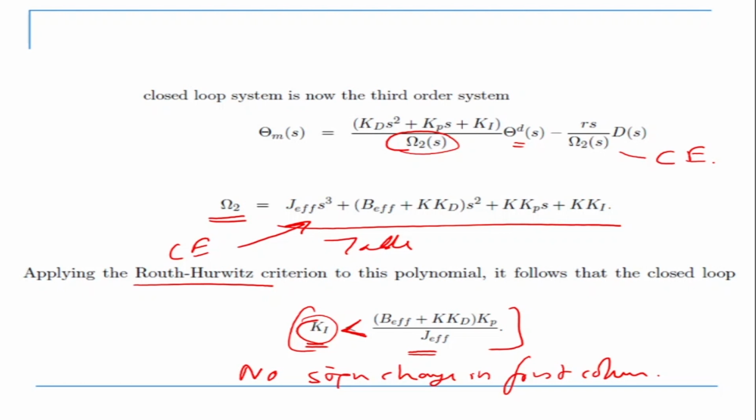So this means that PID control is good in the sense that it has less error, but there is a possibility that it will become unstable if you don't satisfy this condition. So you have to be very careful while tuning the PID controller.